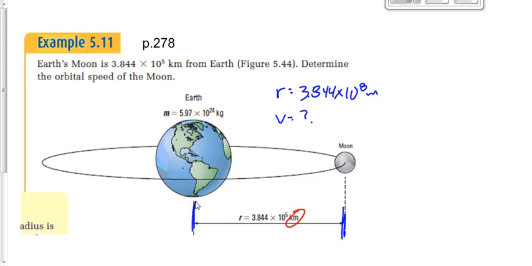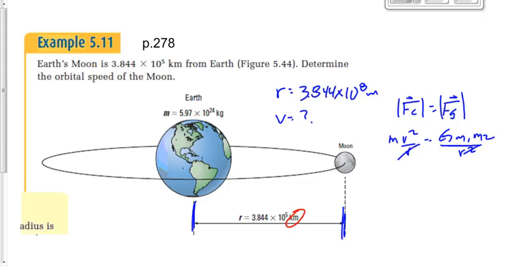In the context of a satellite, we will always say Fc equals Fg. We will always say mv squared over r equals G m1 m2 over r squared. We will always cancel out an r. We'll always cancel out an m. We're left with the mass of the producer on the right side. So v is equal to G times the mass of the producer over r, or v is equal to the square root of G times the mass of the producer over r.